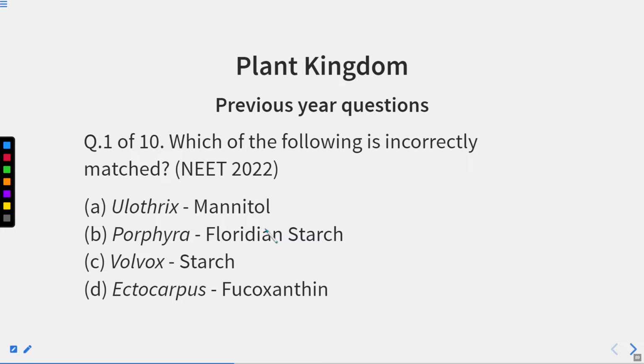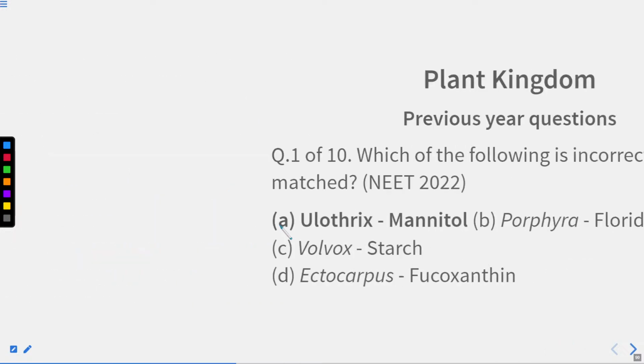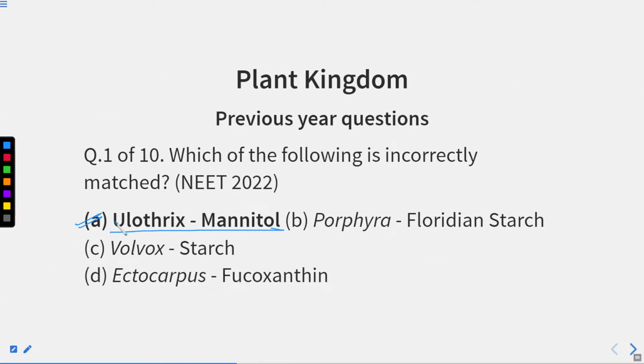Okay, let us discuss some of the questions that have been asked in the NEET examination. Which of the following is incorrectly matched? Oedogonium, mannitol; Porphyra, Floridean starch; Volvox, starch; Ectocarpus, fucoxanthin. Ectocarpus has fucoxanthin, and Volvox is a green algae with starch as stored food. Porphyra has Floridean starch, red algae. Ulothrix is a green algae, but mannitol is the stored food material of the brown algae. So this is not matching. This is the incorrect match.